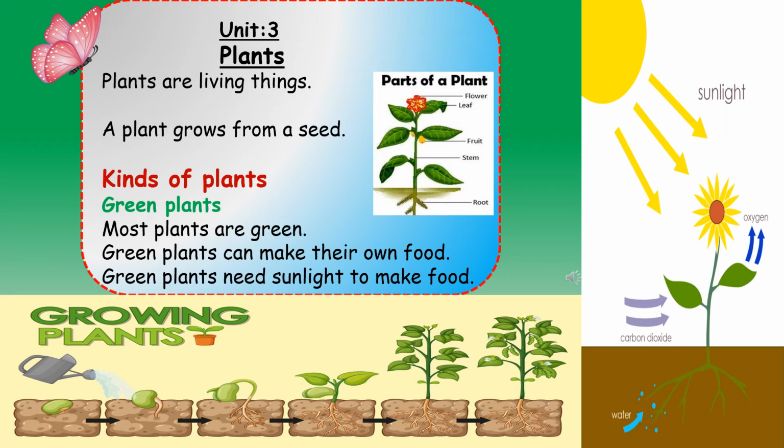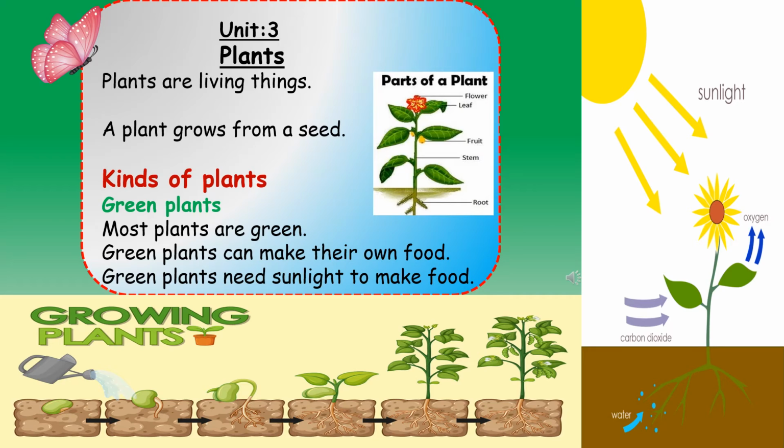Now let's read about kinds of plants. So dear students, there are many kinds of plants. Here we have to read on page 17 green plants. First of all, we will read about green plants. Most plants are green. Okay, you know that most plants are green in color.